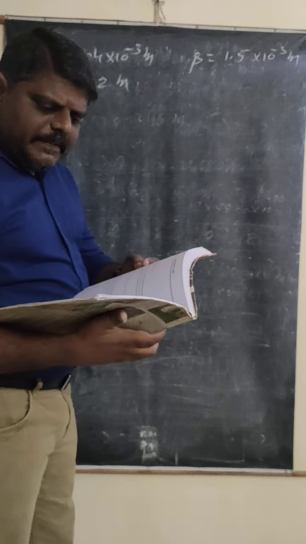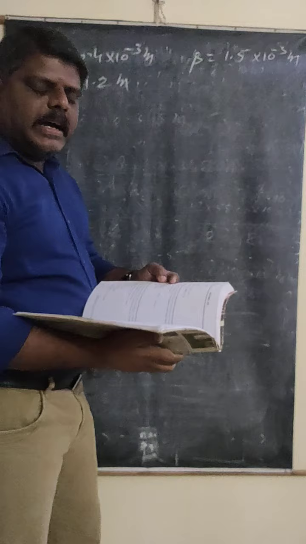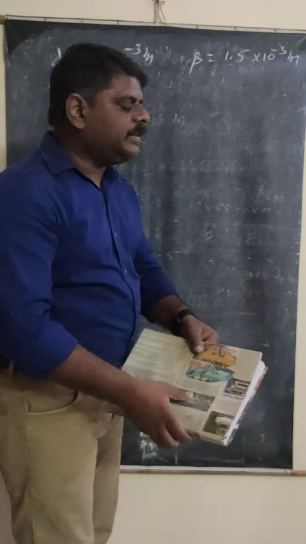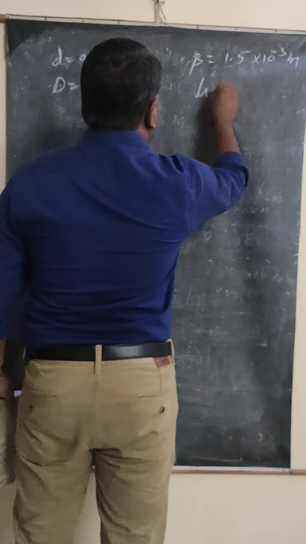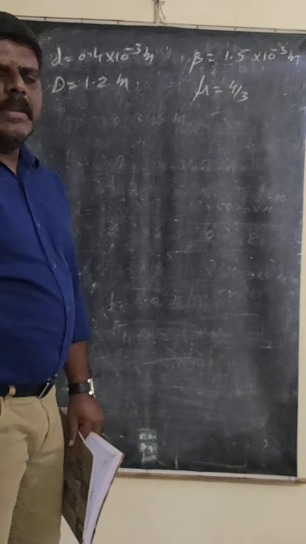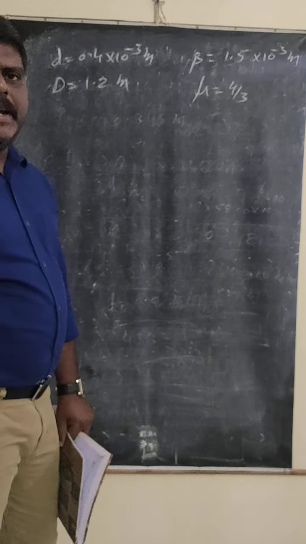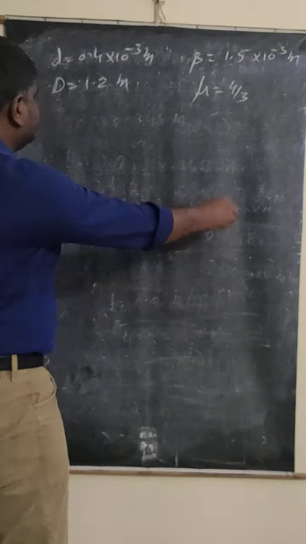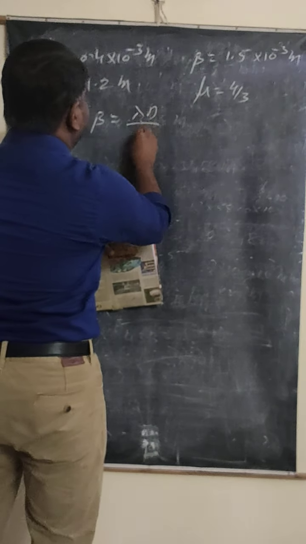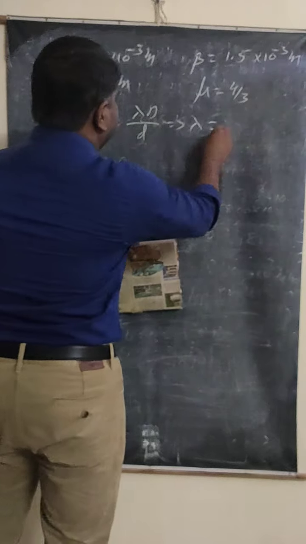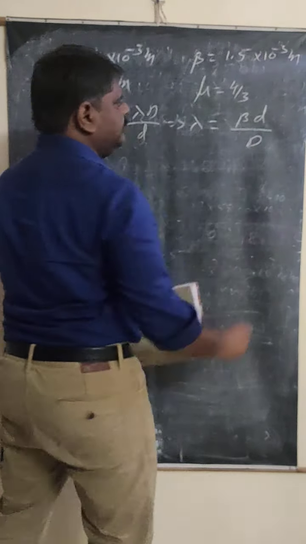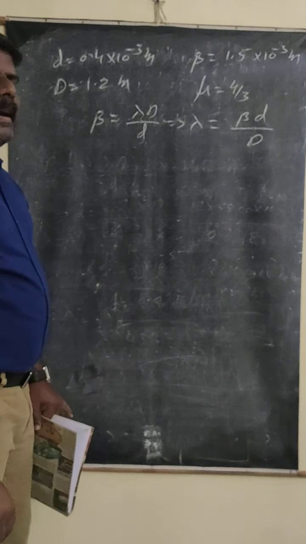One more value is given, the refractive index of water, because the whole apparatus is later immersed in water of refractive index 4/3. So mu is 4/3. First we need to find the wavelength of the light used. We can use the beta formula: beta = lambda D / d. That implies lambda = beta d / D.